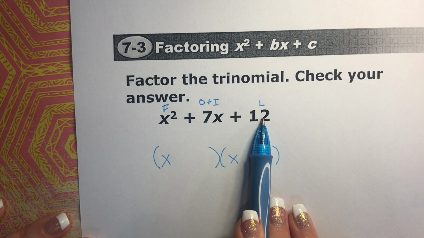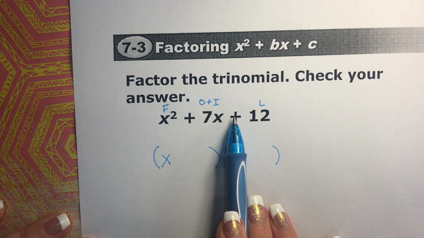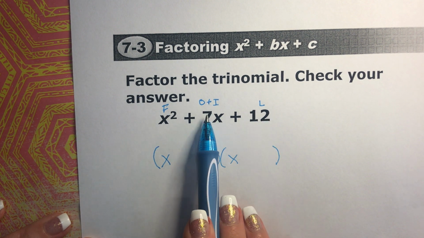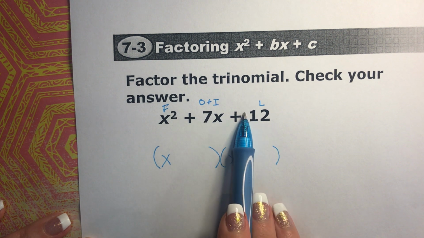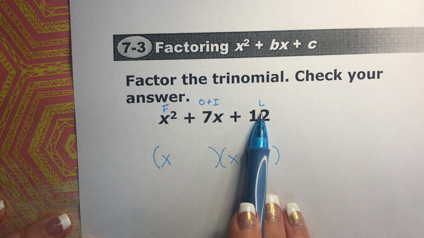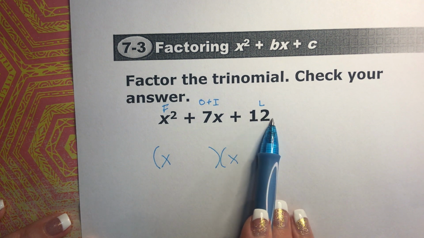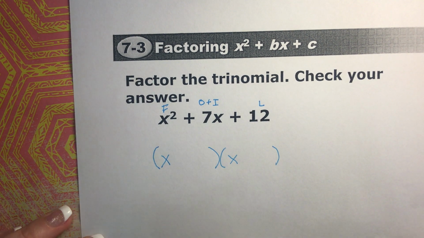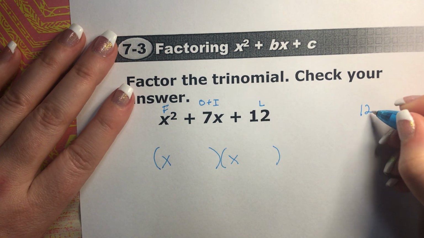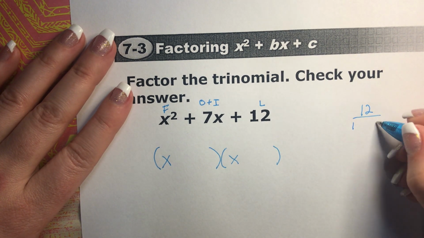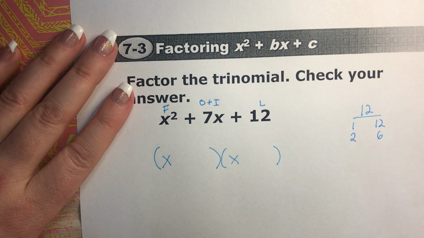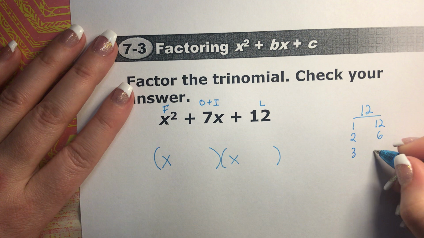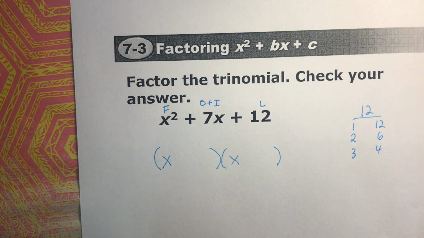last term. What my last term tells me is that I'm going to be adding the factors of 12 to get 7. So I need to list all of the factors of 12 and figure out which of them add up to 7. I like to go over here to the side, make the 12 like this, and list all the factors. So 1 times 12, 2 times 6, what's another one? They're far apart, and they're getting closer. 3, yes, 3 and 4, and now they're close, so I know that I'm done.